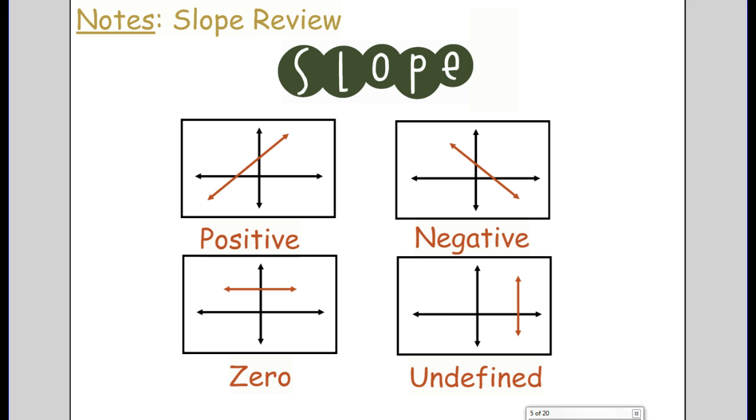All right, I'm going to let you stare at those for a little while and see what positive slope looks like, negative slope, and then what zero and undefined slope looks like. You have those on your notes already.